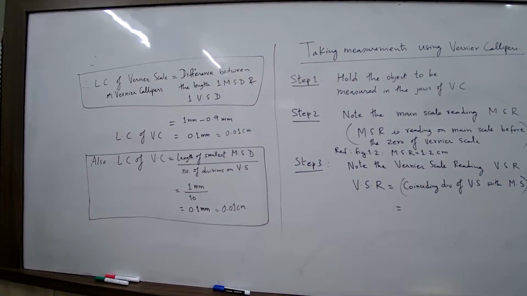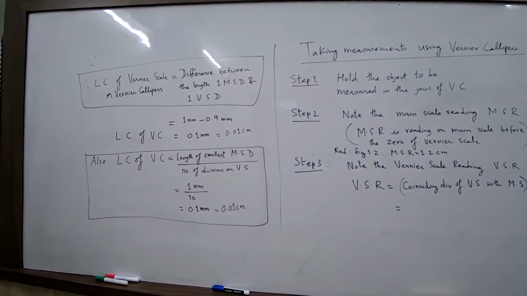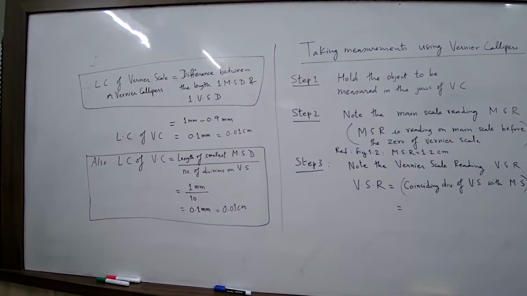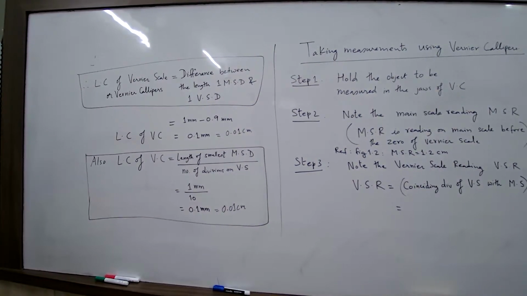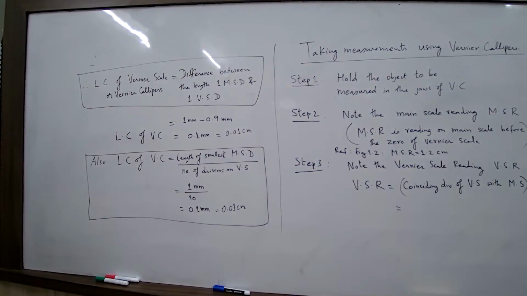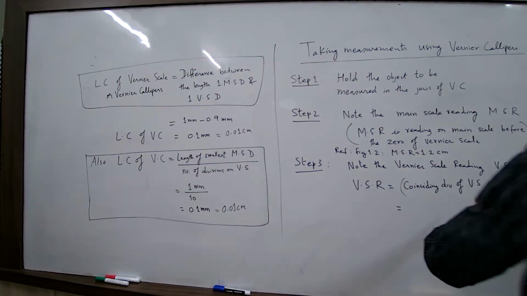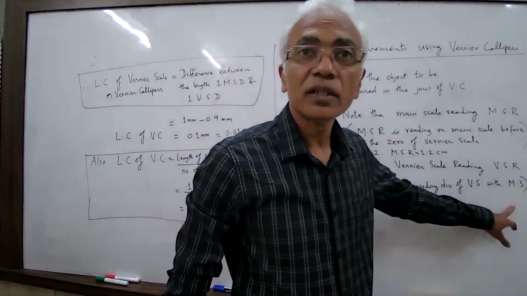This vernier scale, it is written above here, the fourth division of the vernier scale. Look here. 1, 2, 3, 4. Now this and the main scale are exactly overlapping. Can you see? 1, 2, 3, 4. It is exactly matching the main scale. Here there is a difference, but here it is coinciding. Okay. So this is called the coinciding division of the vernier scale with the main scale.